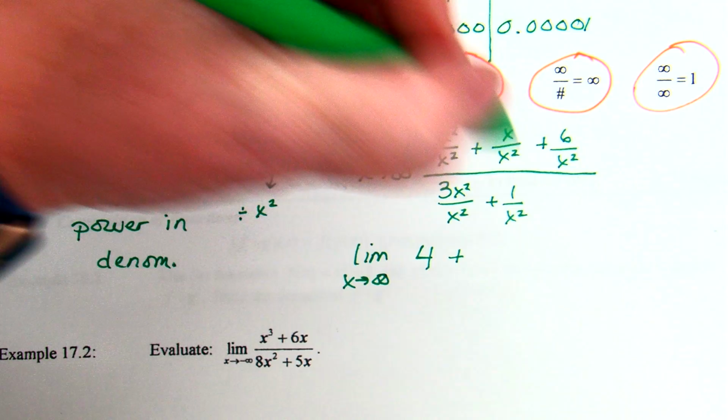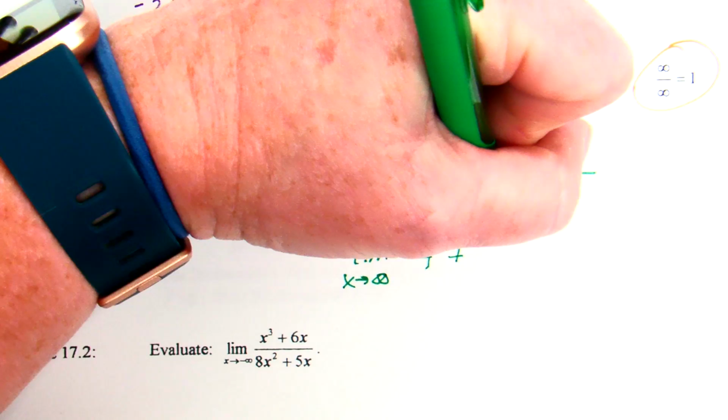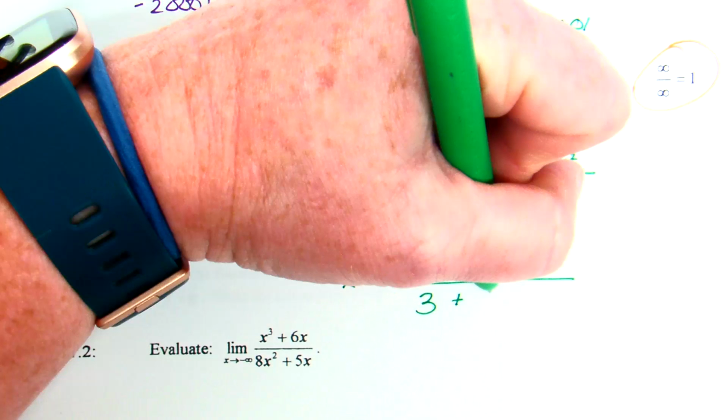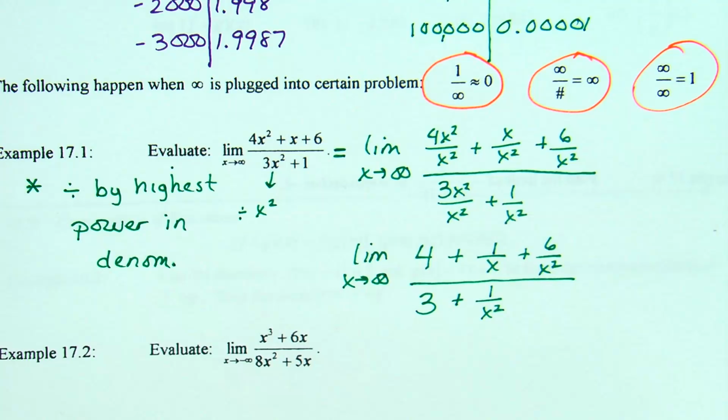Would it be, could you do 1/2 or could you just do 1 over x? Okay. And then 6 over x squared is just going to be 6 over x squared, right? And then in the denominator, 3x squared divided by x squared is 3, plus 1 over x squared is just 1 over x squared, right?